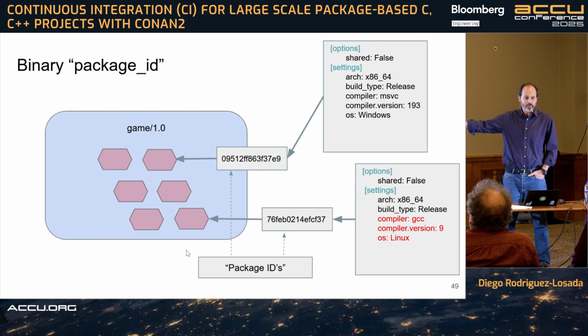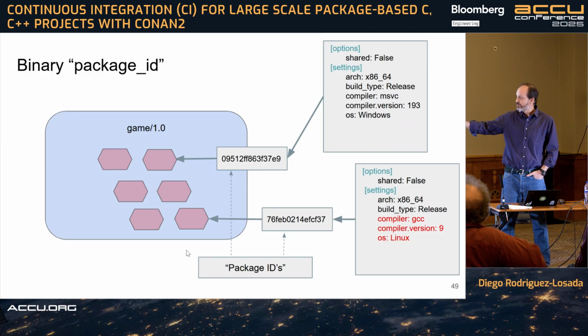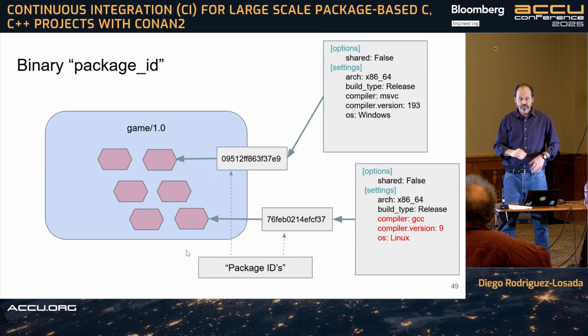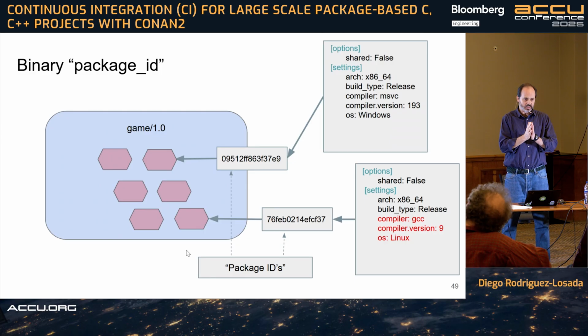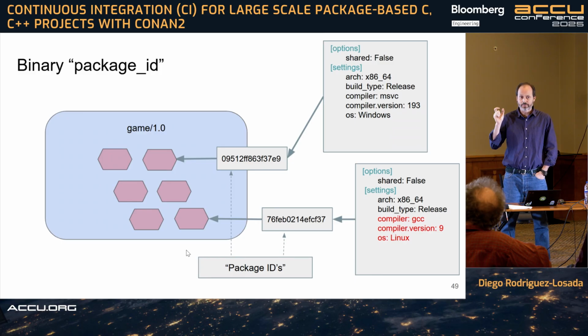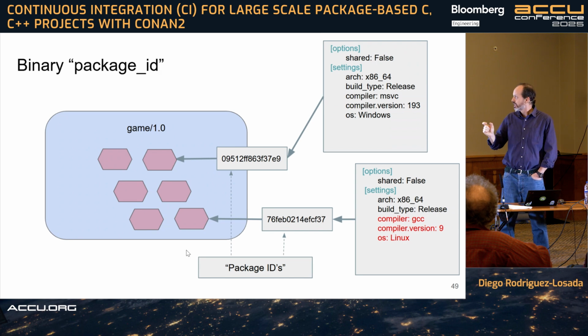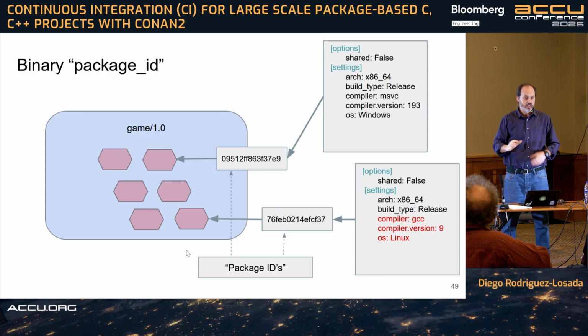A single package can have multiple binaries. Let's say that game could have 6 different binaries for different platforms. Every different binary is represented by a package ID. A package ID is the hash of the configuration. If we have, for example, the build for Windows represented by that file, if we have that file, it will give us a checksum. That's the package ID representation of that specific binary.